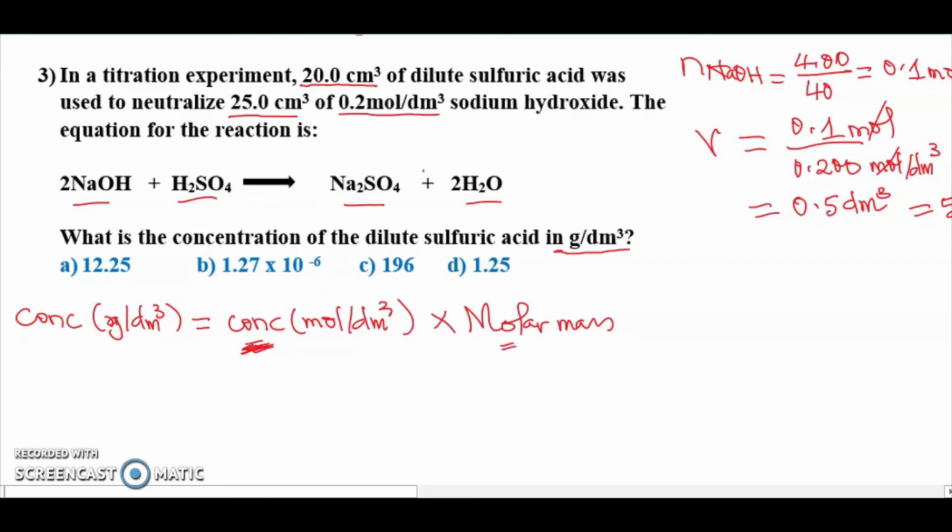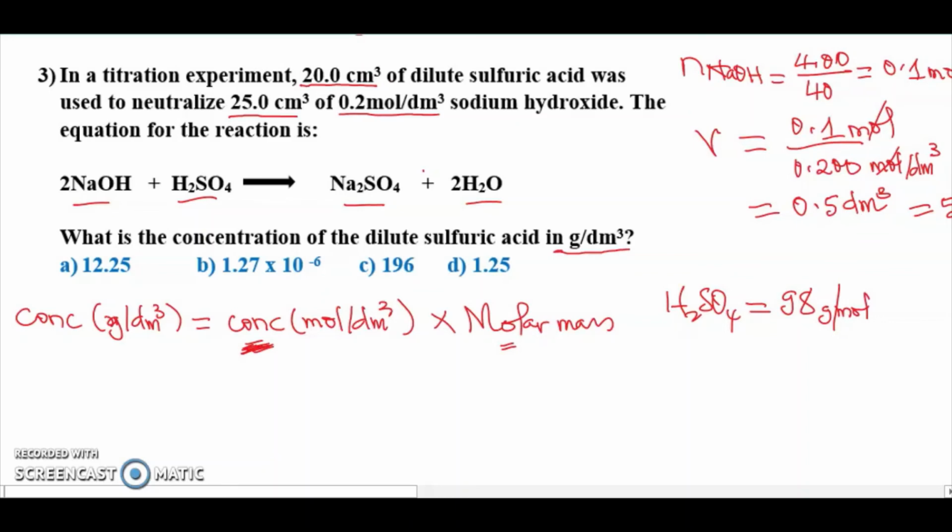sulfuric acid. Already we know H2SO4, that is sulfuric acid. Hydrogen is 1 times 2, sulfur is 32, oxygen is 16 times 4. That will give you 98 gram per mole. 98 gram per mole, that is the molar mass of the sulfuric acid. So what we need now is the concentration of the sulfuric acid.